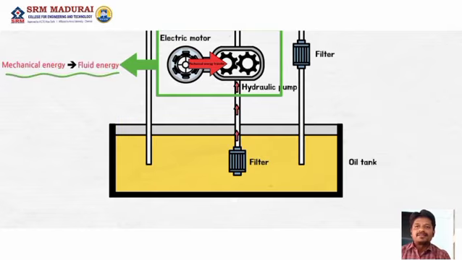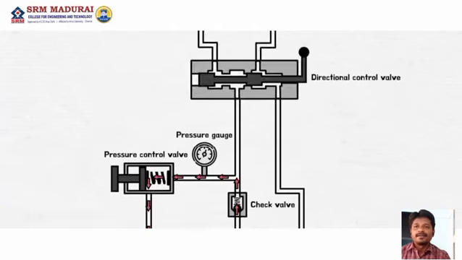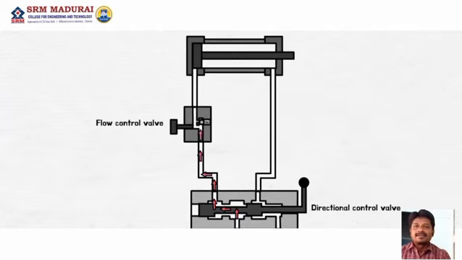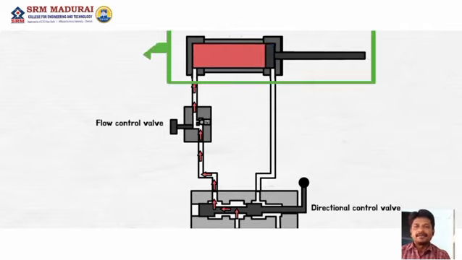This is where the mechanical energy turns into fluid energy. Then the high pressure oil moves to the pressure or direction control valve. Through the pressure control valve it is controlled, and the high pressure fluid is sent through the flow control valve into the actuator, in reciprocating or linear motion, or it can be rotational motion as well, where the fluid energy is converted back into mechanical energy.